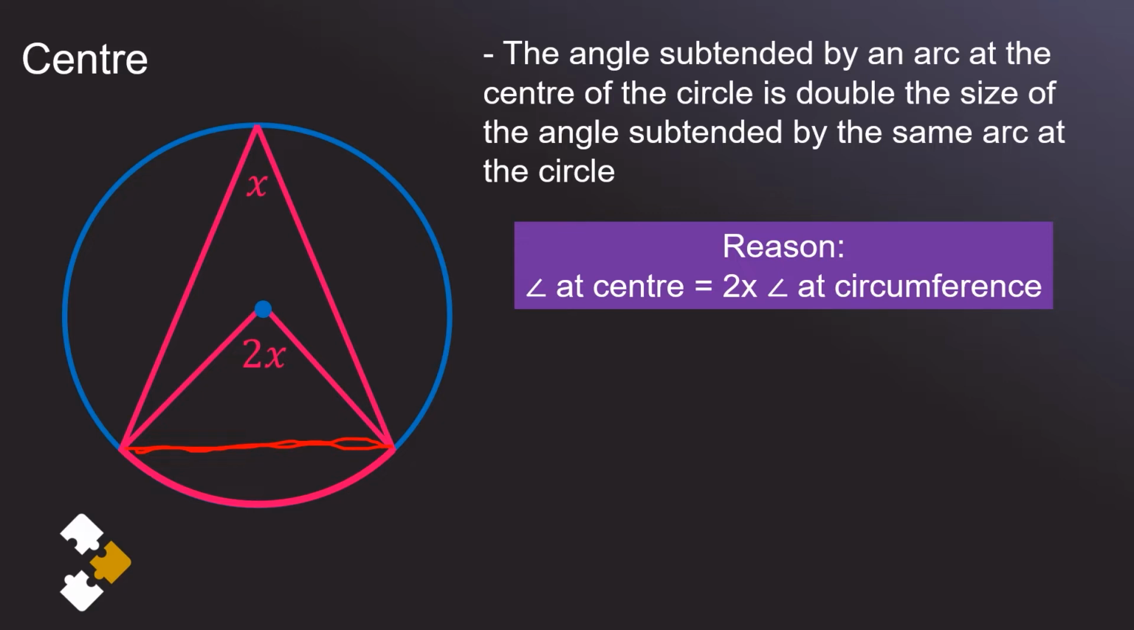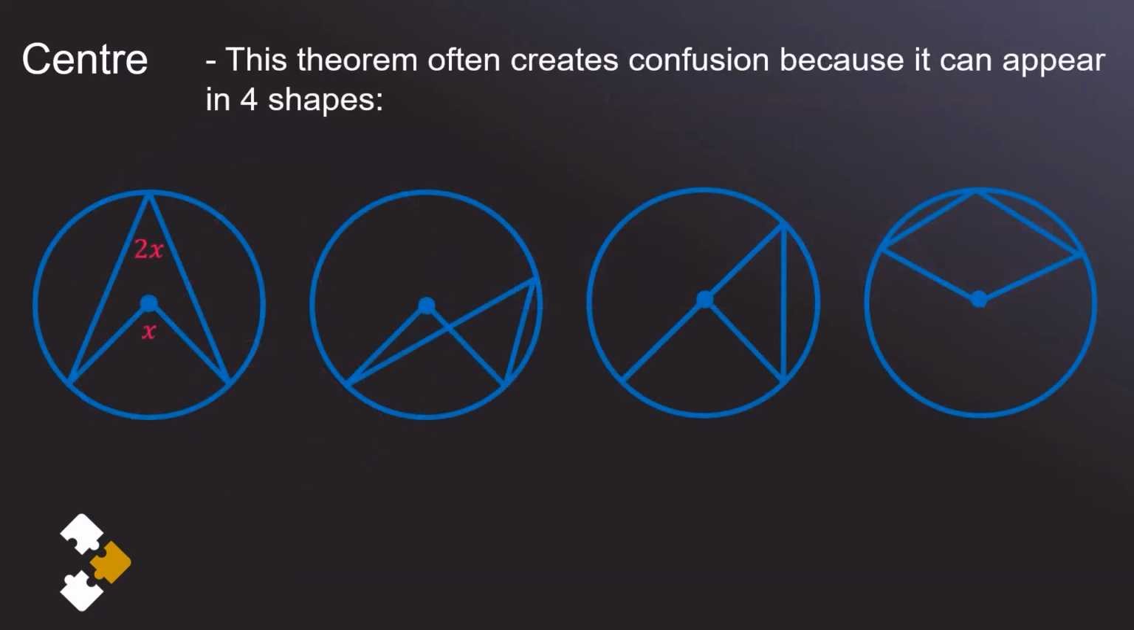And the reason there is that the angle at the center is twice the size of an angle at the circumference. Now this particular theorem often creates confusion because it can actually appear in four shapes. Now, the first one we've already looked at, where you get this sort of, I want to say, an arrowhead. And then the next one is a wonky bow tie.